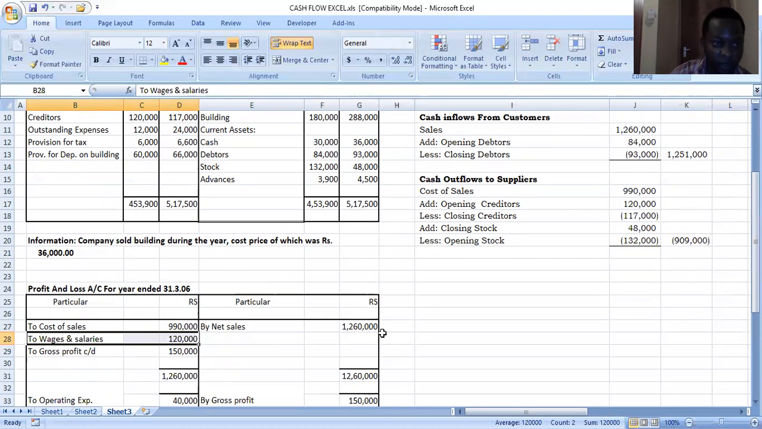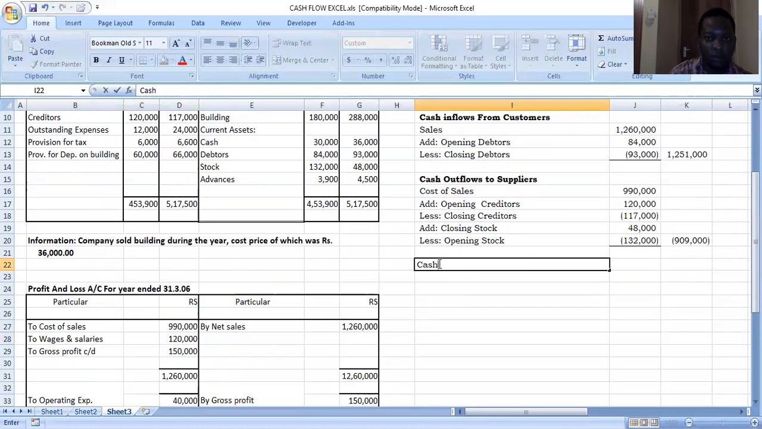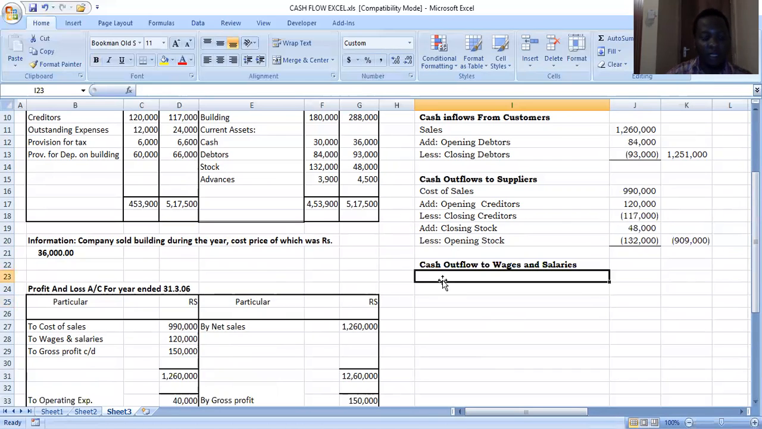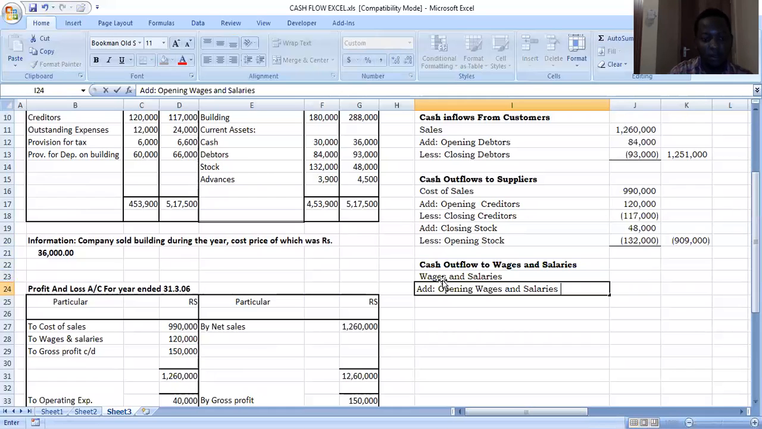Then the other item that constitutes a cash flow from operations is wages and salaries. That is from our question. So we have cash outflow to wages and salaries. In this case, we have the expense itself, wages and salaries. Then we add opening wages and salaries due. Please refer to the notes on this.